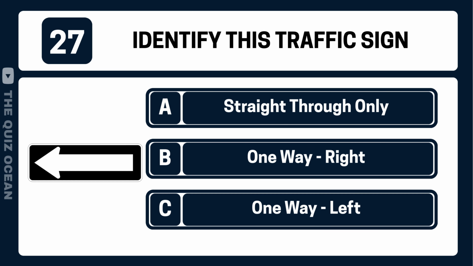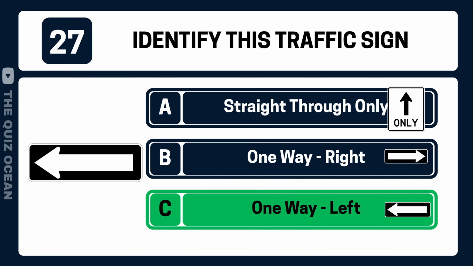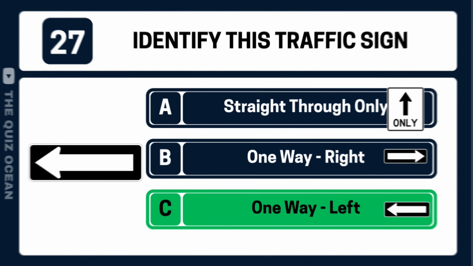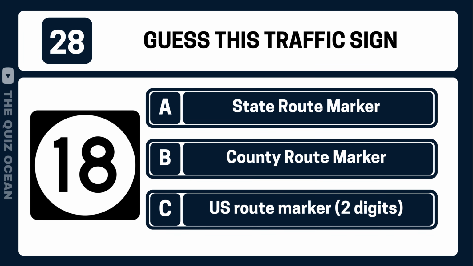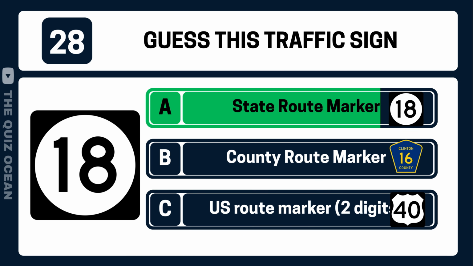Identify this traffic sign. Nicely done. This is the one-way left sign. Guess this traffic sign. Good observation. This is the state route marker sign.